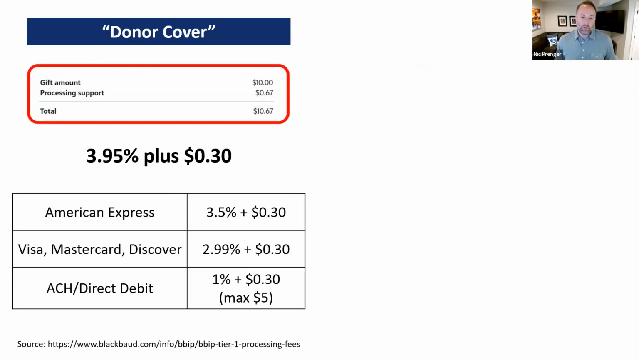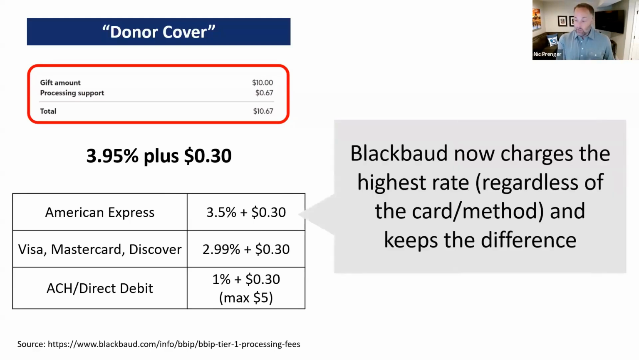Blackbaud is charging you the highest rate, a little bit higher than the Amex rate, regardless of what's coming in, regardless of whether the person is doing direct debit or Visa or anything else. If you're using donor cover, they're charging that higher rate and they are keeping the difference. So if somebody does a debit, normally they'd be charged a lower transaction fee, but in this case they're getting that 3.95 plus 30 no matter what, and Blackbaud is keeping the difference. Is that right? Correct. That was not always the case.